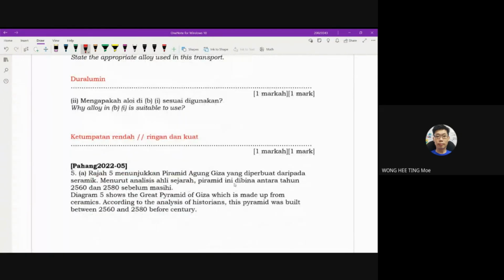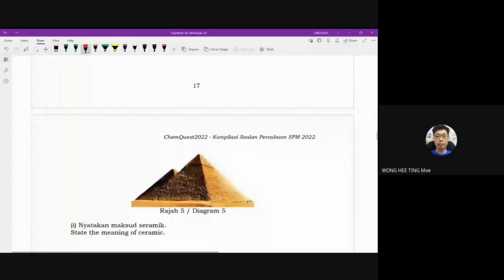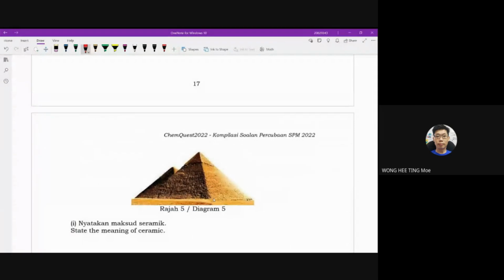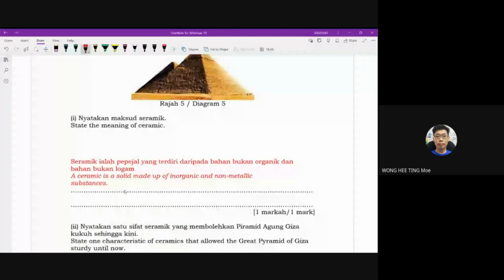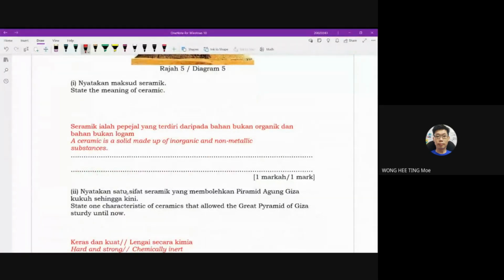Okay. So next, the diagram shows the Great Pyramid of Giza, which is made of ceramic. According to the analysis, this pyramid was built between 2560 and 2580 before century. Now state the meaning of ceramic. So it's a solid made up of inorganic and non-metallic substances. Inorganic and non-metallic substances.